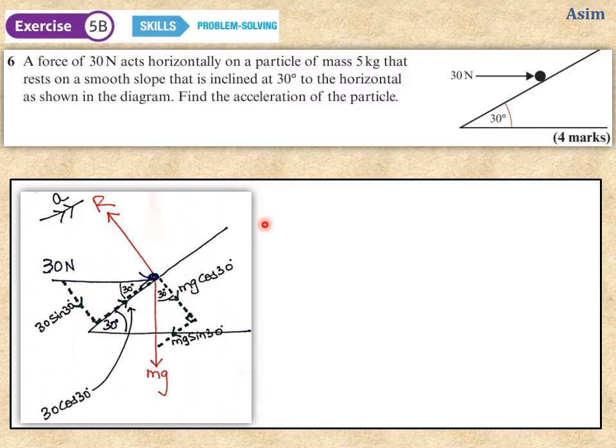Now let us solve. Very important to note, this is smooth, so there is no frictional force. That's why you will see I did not draw any friction force here, because it is smooth, we can ignore the friction.